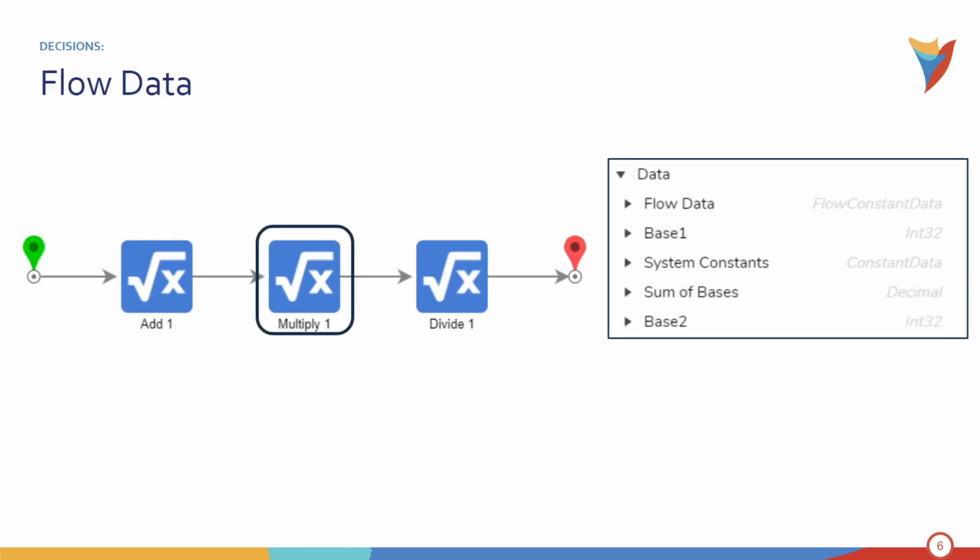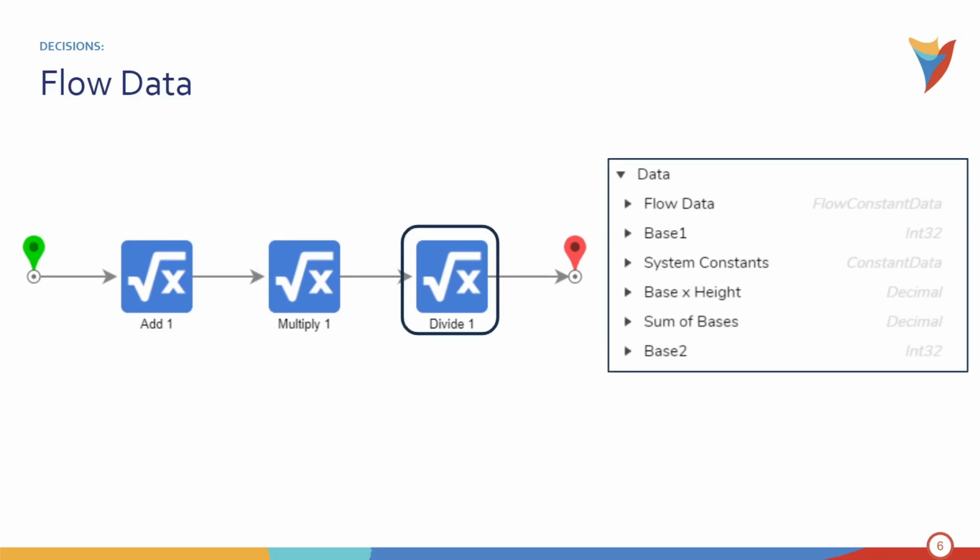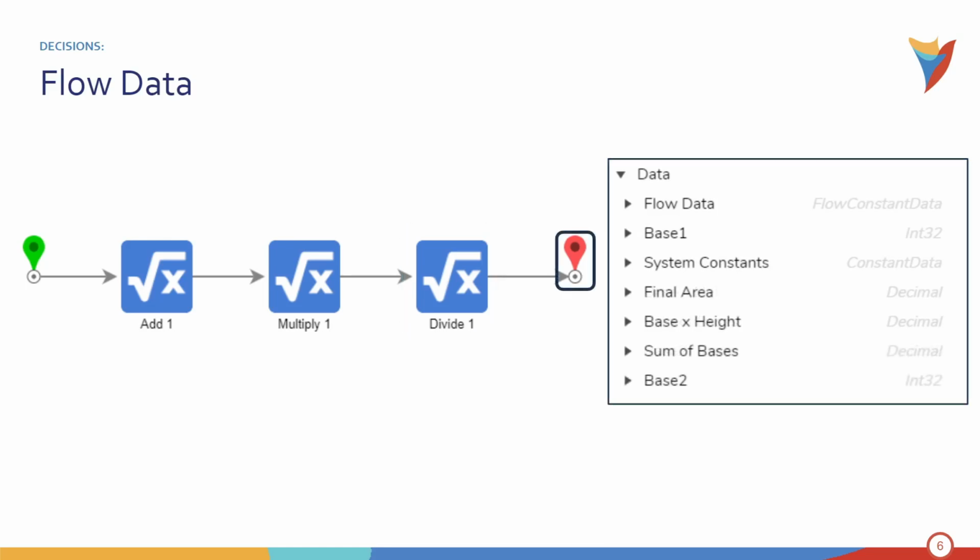Here we can see that when the add step is configured, it adds sum of bases to the flow data. After multiply, you'll have all the same inputs available, and also the base times height variable. Finally, at the end of the flow, you can output any of the variables you've used throughout the process. Again, you cannot use data unless it is downstream, which is why a final area was not available in the multiply step, for example.